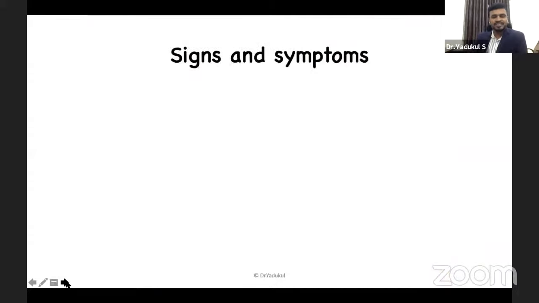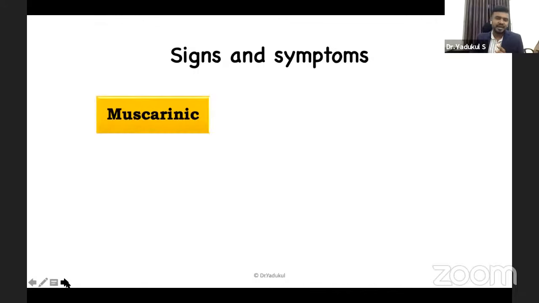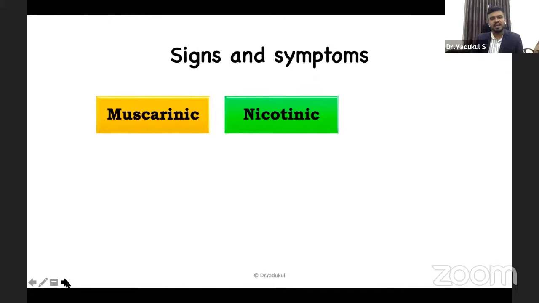Now we'll go to the signs and symptoms of organophosphorous compounds. As we all know, we have studied this in the second year in pharmacology and in the final year, and when we are exposed to the cases in the emergency department. The signs and symptoms of organophosphorous compounds are basically divided into three main types: one is muscarinic symptoms, second is nicotinic symptoms, and the third one is CNS related symptoms.